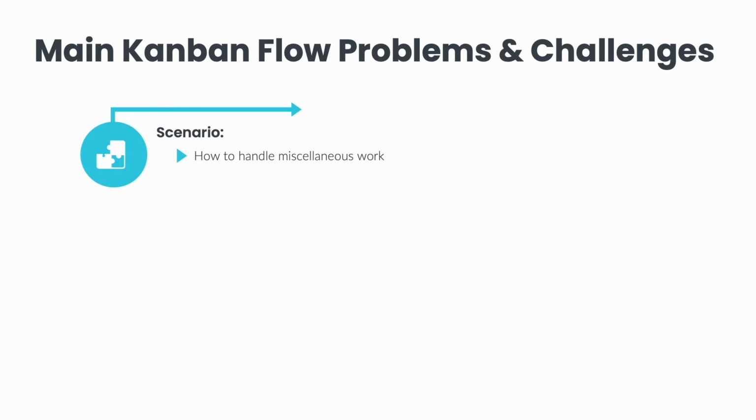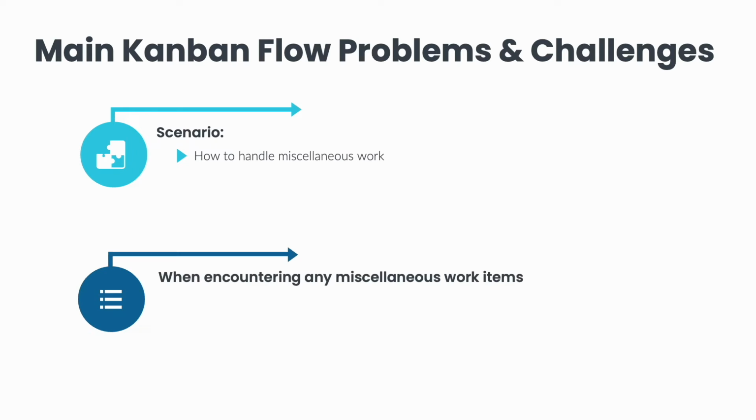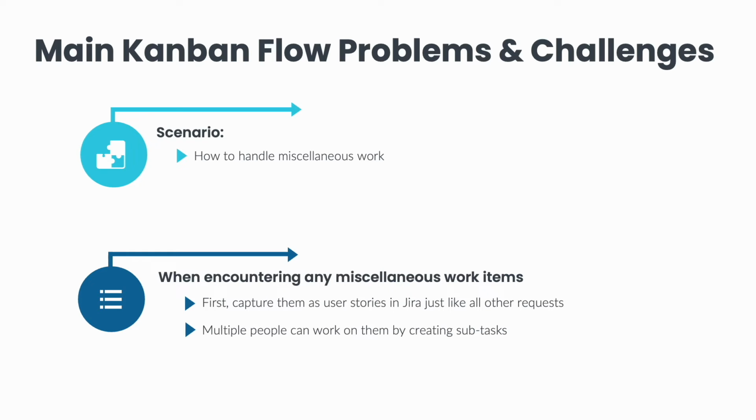They could be things like the team working on an important review or executive session that might require a demo, or a conference approaching which requires putting together a presentation. When encountering any miscellaneous work items, it's important to capture them as user stories in Jira, just like all other requests. If multiple people need to work on it, you can create subtasks under that user story and assign them to different people in the team.